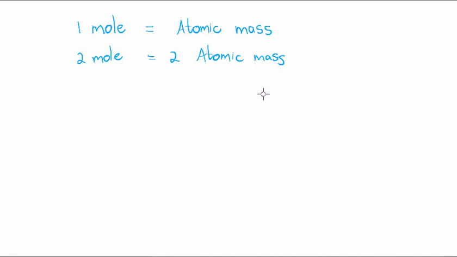So in other words, I have 2 of these boxes. I'm doubling the boxes, which means I'm doubling the mass. Because a mole now represents a box of this many. So if I have 2 of those boxes, I've got that many. Does that make sense?